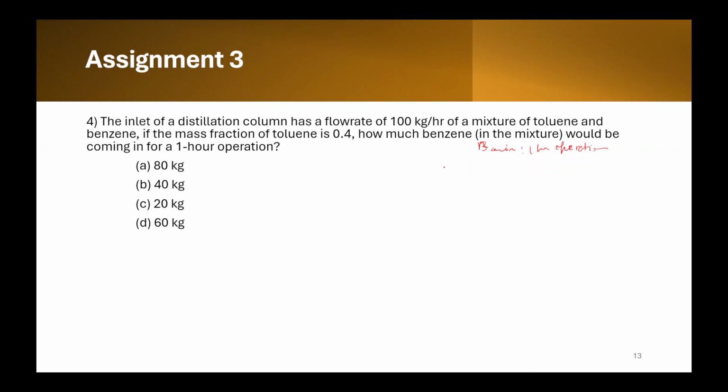we firstly draw the distillation column. This is the feed, distillate will be coming out, this is the bottoms. The flow rate is given to us here. So for 1 hour, 100 kg will be coming in. 100 kg of feed, and feed is basically a mixture. So the mixture has toluene and benzene. The mass fraction of toluene is given to us.